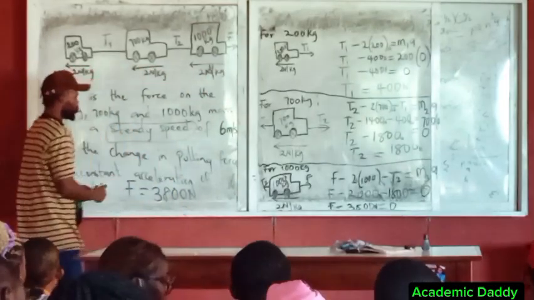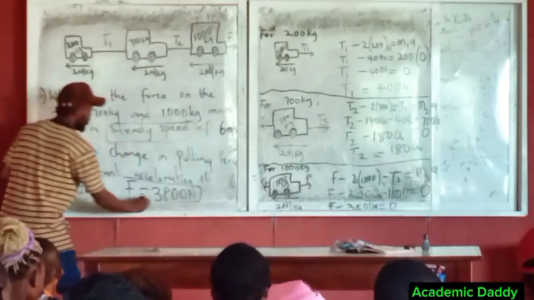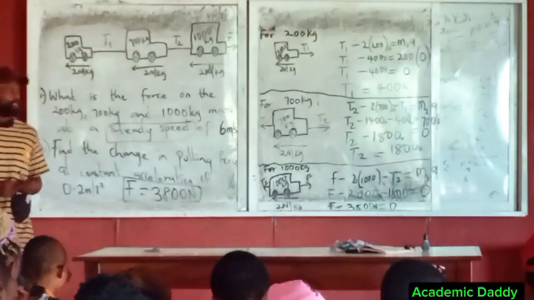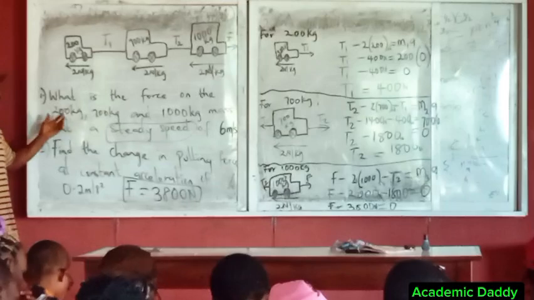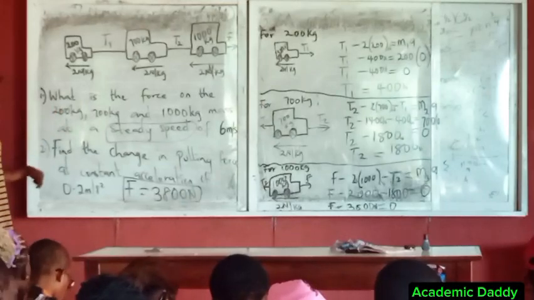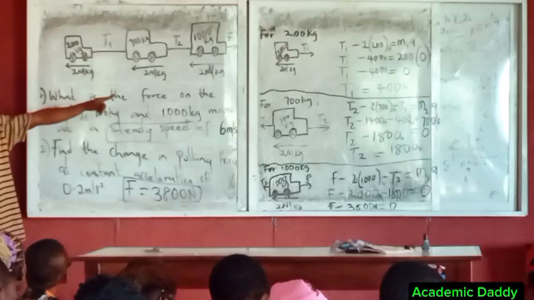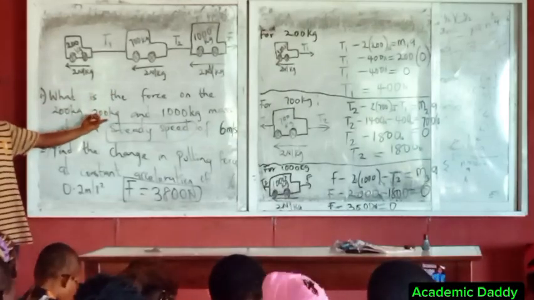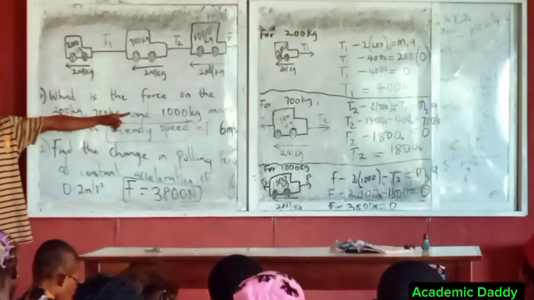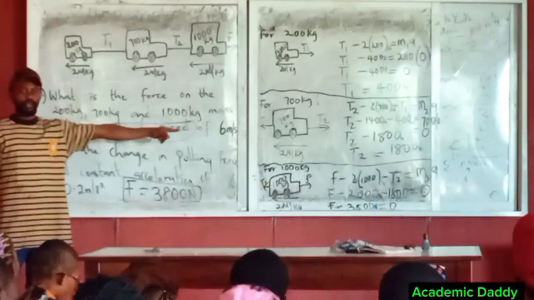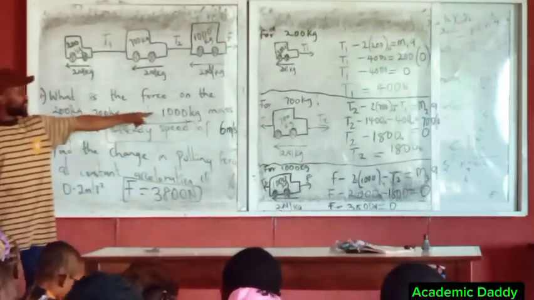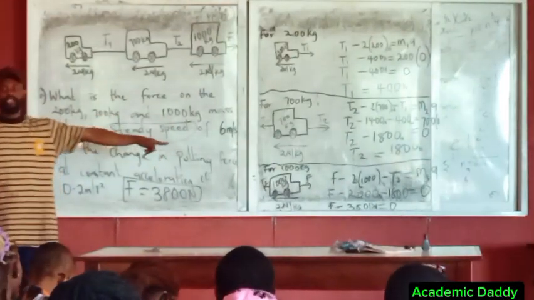So F is equal to 3,800 Newton. That means the force on the 200 kg is 400 Newton, while the force on the 700 kg is what? Yes, that is at steady speed though. Then the force at 1000 kg is 3,800 Newton.